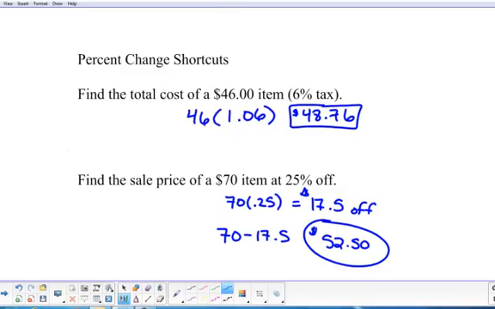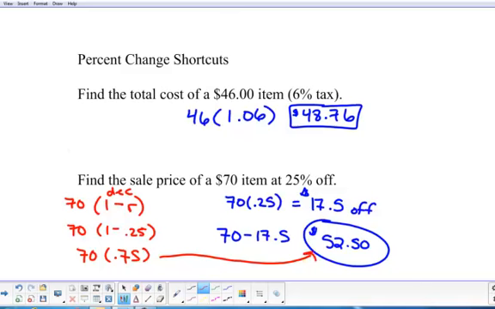Another quick little tidbit with that is if you multiply 70 and you do 1 minus the rate, since it's a decrease, you would do 70 times 1 minus 0.25. So if you multiply 70 times 0.75, you also get 52.50. It's the same reasoning as the one above. But we did 1 plus the rate times the $46 because it was an increase. That's how we got our 1.06, 1 plus 6%.